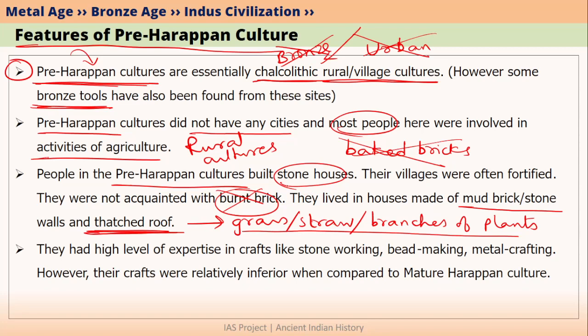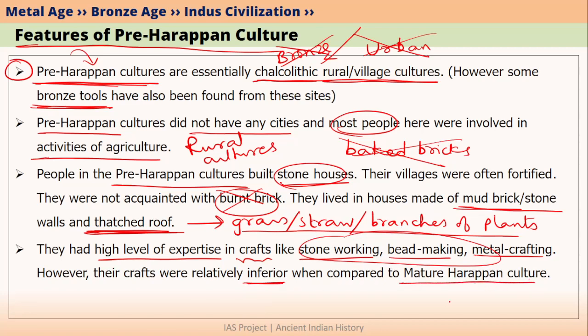That is why they built stone houses and mud brick houses, and the roofs in these houses were mainly thatched roofs. However, they had a high level of expertise in making certain crafts. For example, they were experts at stoneworking, bead making, and metal crafting. However, even though these people were very good at all these artistic works, their skills were still inferior if we compare them to the mature Harappan phase. So expertise in making crafts and artistic works was entirely on a different level in mature Harappan culture. It was very much superior compared to pre-Harappan culture.